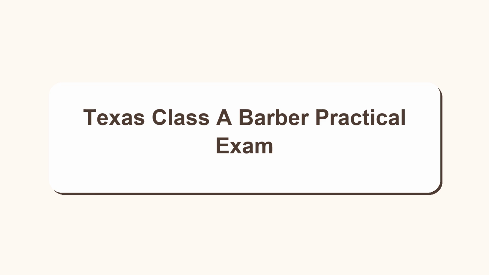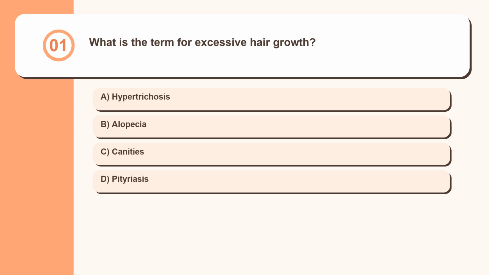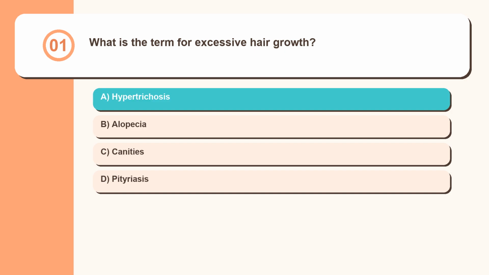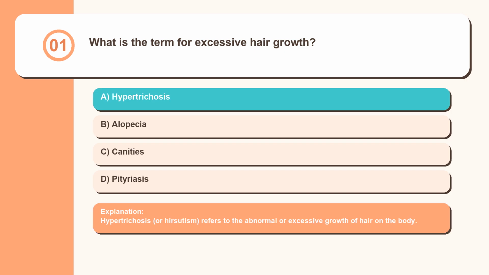Texas Class A Barber Practical Exam. Question 1. What is the term for excessive hair growth? Hypertrichosis, alopecia, canities, pityriasis. Hypertrichosis, or hirsutism, refers to the abnormal or excessive growth of hair on the body.